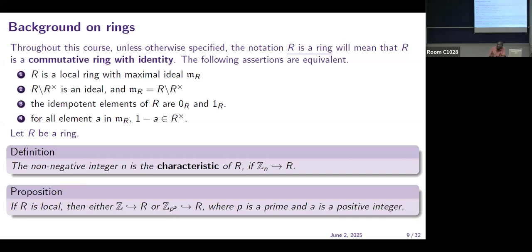Singleton 0 is the maximal ideal of the field. R is a field if R is a ring whose maximal ideal is singleton 0. Generally, the characteristic of a local ring is 0 or a power of a prime.